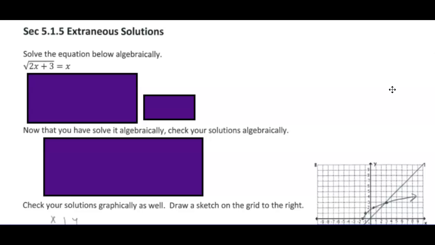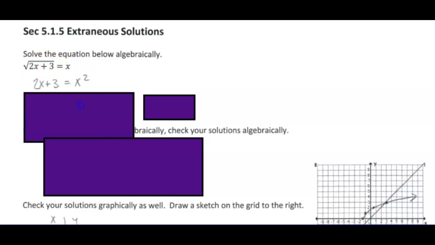So the equation that we have below, if we're going to solve an equation with a square root that contains a variable, we need to square both sides. So the first step is to square the radical and square the right side. And so we would end up with 2x plus 3 with no root on it, and we'd have x squared. So now we have a quadratic.